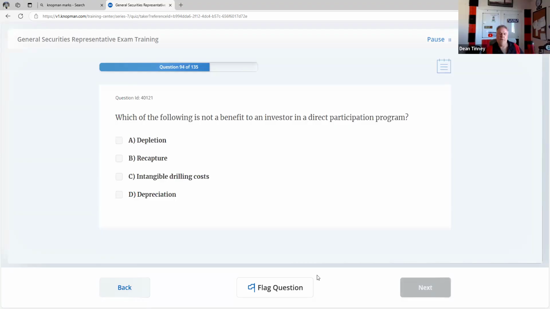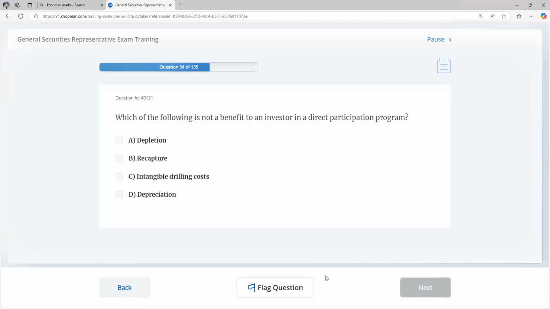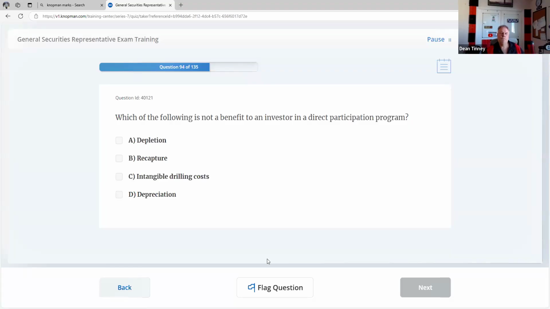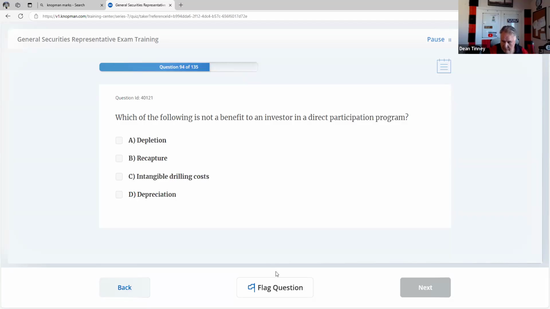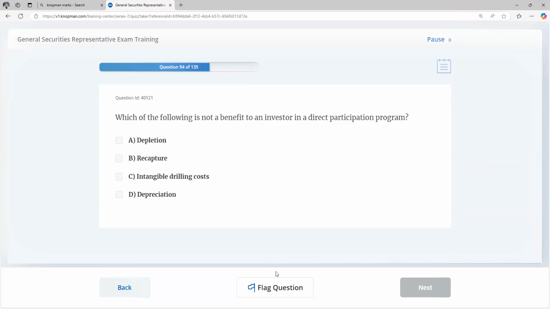Which of the following is not a benefit to an investor in a direct participation program? Well, intangible drilling costs could be. That's correct. Depreciation, I don't know if that would be. Recapture could be. Depletion. I'm between A and D. Remember, it says a benefit. Which is not a benefit?